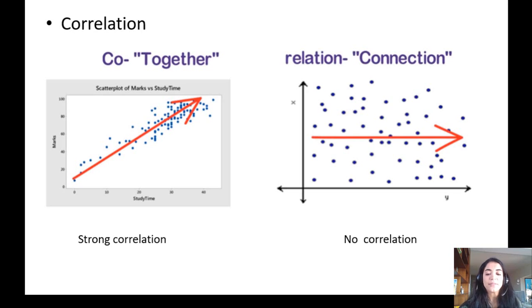For example, guys, if I have these two graphs, it's obvious that in the first graph, the marks are proportional to the study time in the positive way because it's obvious, guys, that they are going together. However, in the second graph where I have some scatter of points, I'm sure that there is no correlation between them. So this is an obvious example of no correlation between X and Y.